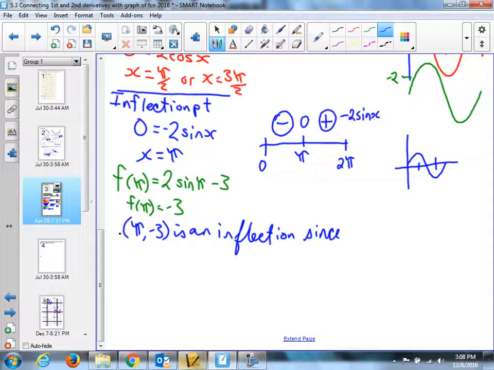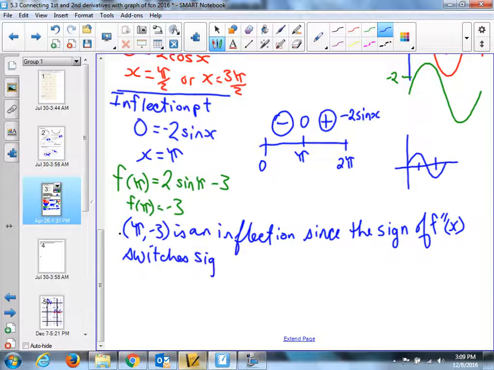Since the sign of f double prime of x switches signs. It doesn't matter if it's negative to positive, positive to negative, by the way. This isn't like maxes and mins where the order matters. You just have to be sure that it switches signs. I'm going to put from negative to positive, but that's not necessary.